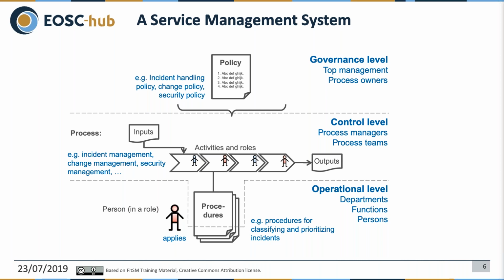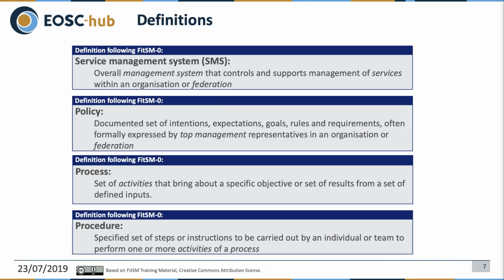Obviously, within that, you also have an operational level, which really breaks things down to actual procedures, to steps that people go through on a day-to-day basis. But that is more, as I said, at the operational rather than control level. So this is roughly what a service management system looks like, although I appreciate this won't make perfect sense for many of you right now, but it gives you an idea of how it's structured. For your reference later, we have some definitions here for policy, for process, and for procedure. But if you just try and remember these three levels, that gives you a good idea of how these things work.